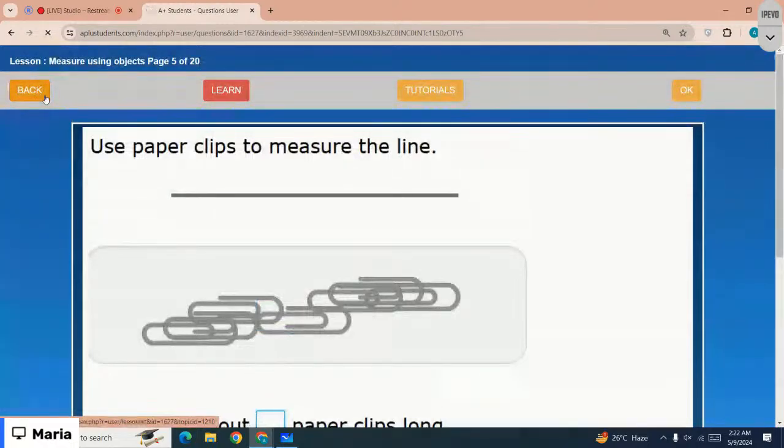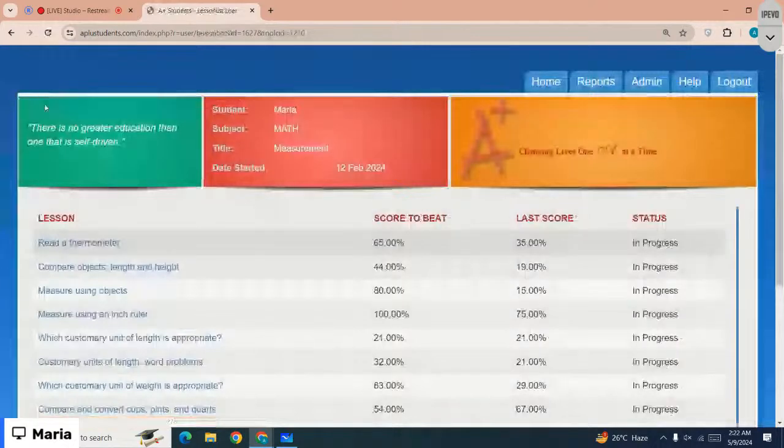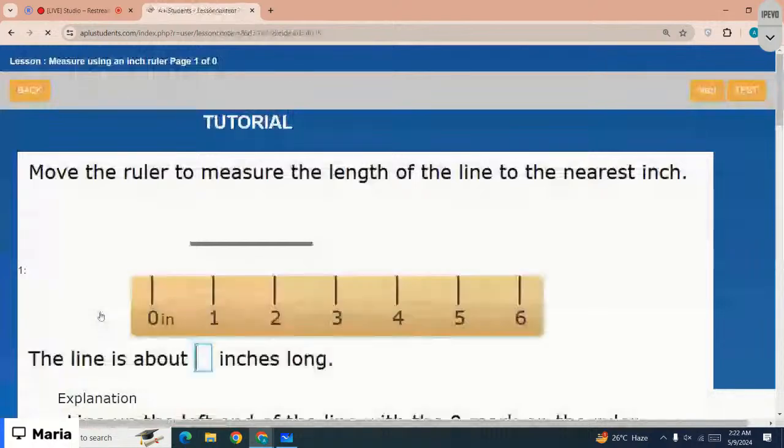The next lesson is measure using an inch ruler. So how do we measure the length using the inch ruler? We are working on grade 1 math. The chapter we are working on is measurement.